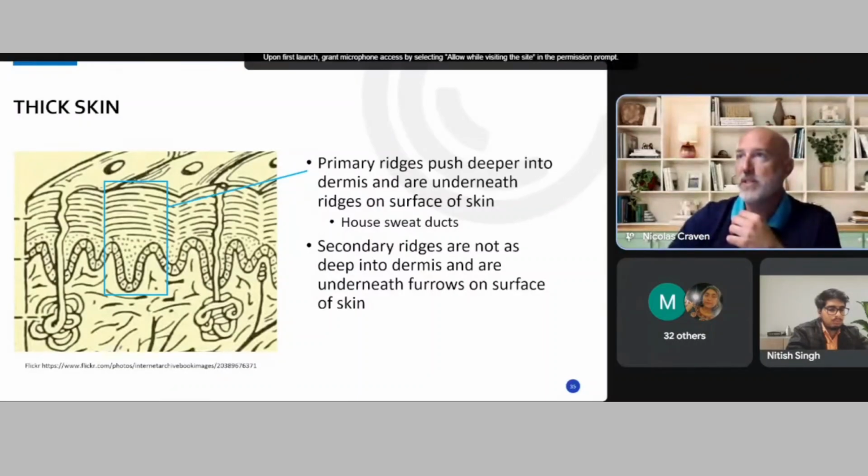So this is a primary ridge like we talked about, and then this is a secondary ridge. You can see that there's the primary ridge right here. If you look at the one a little bit more to the left of that one, you can see the duct that goes down into the gland. And then you can see, just really quickly right here, the primary ridge goes down a little bit further underneath the ridge, but then in the furrow, the secondary ridge doesn't go quite down as far into the dermis.